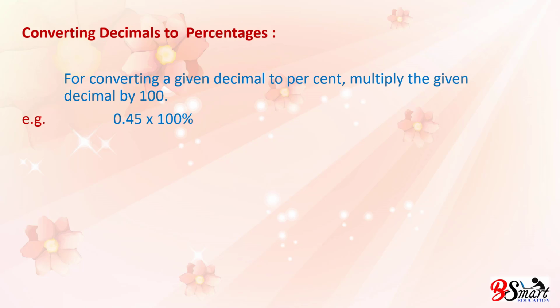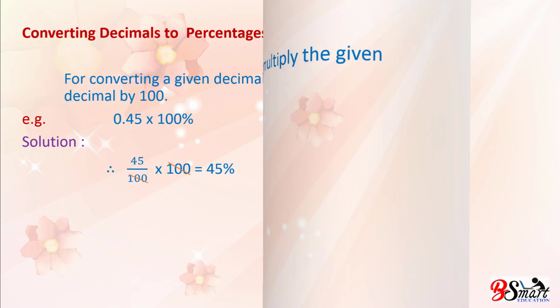0.45 into 100 percent. If you want to remove the decimal, then you have to see how many digits are there after the decimal. Here 0.45 has 2 digits after the decimal. So we will write 45 by 100 into 100. So 100 cancels, and 45 remains. So 45% is our answer. Our next topic is converting percentages to fractions or decimals.